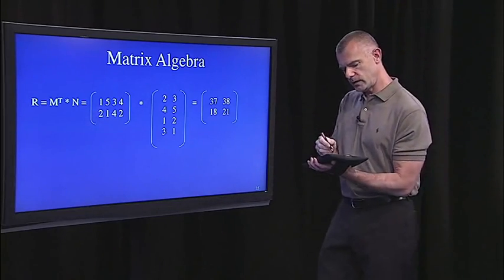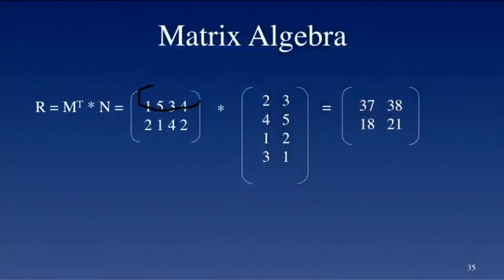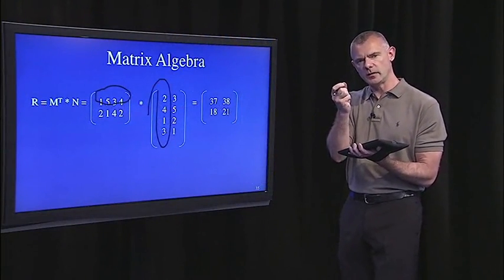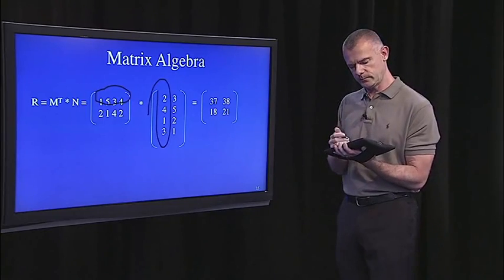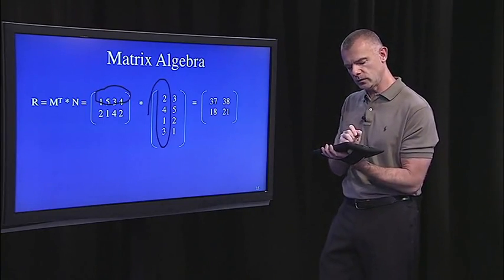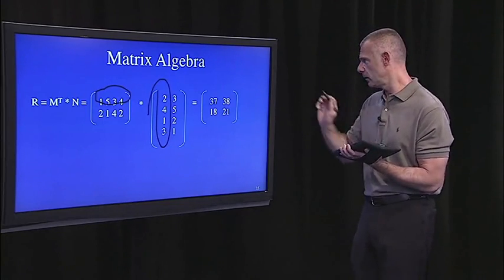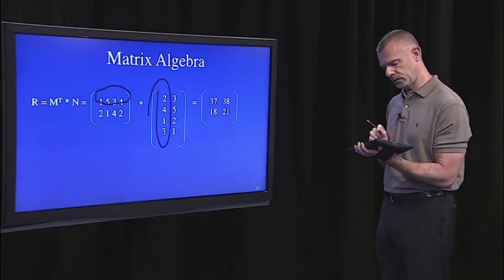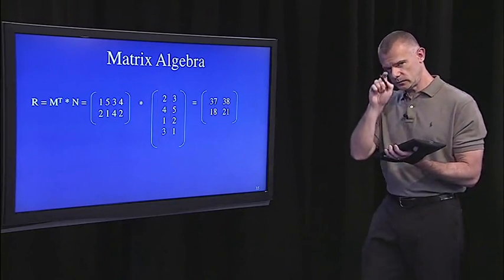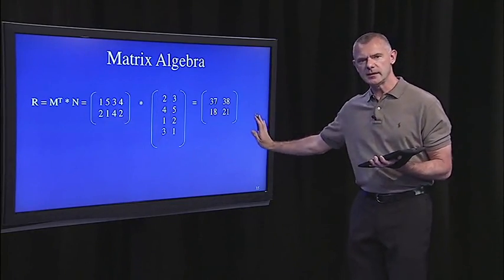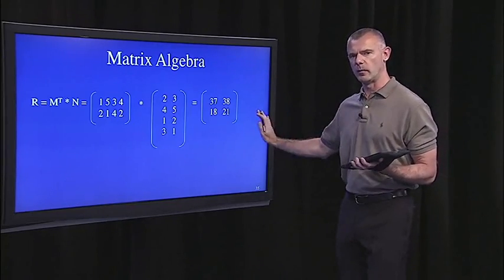Okay, so what I did is I just went across the first row and down the first column for each entry, multiplying, and then for each product, summing it with the next product. So it was 1 times 2 plus 5 times 4 plus 3 times 1 plus 4 times 3 gives me 37. A way to do this, which sometimes helped me when I first learned it, is to take an example like this and work backwards from the product.